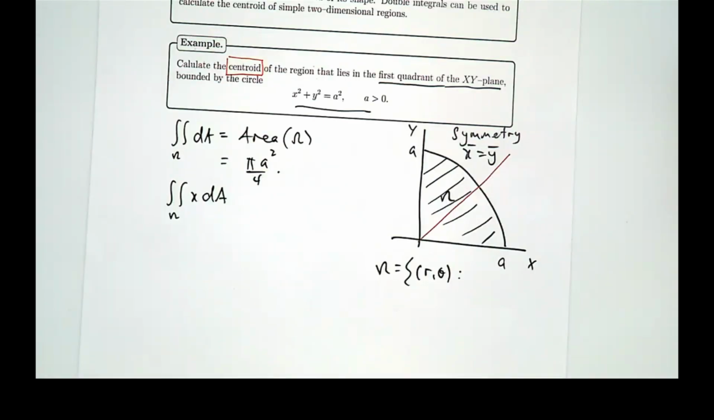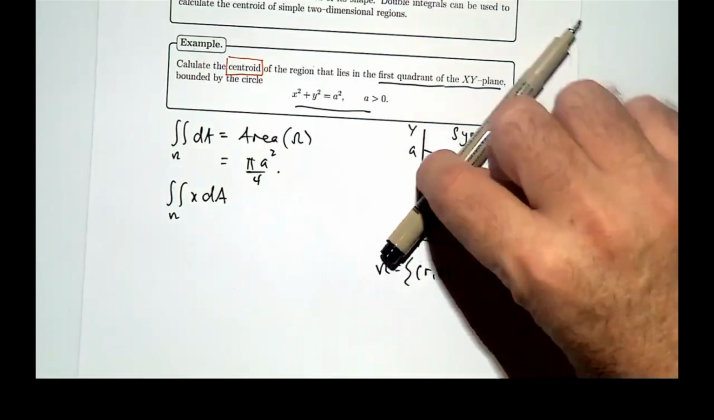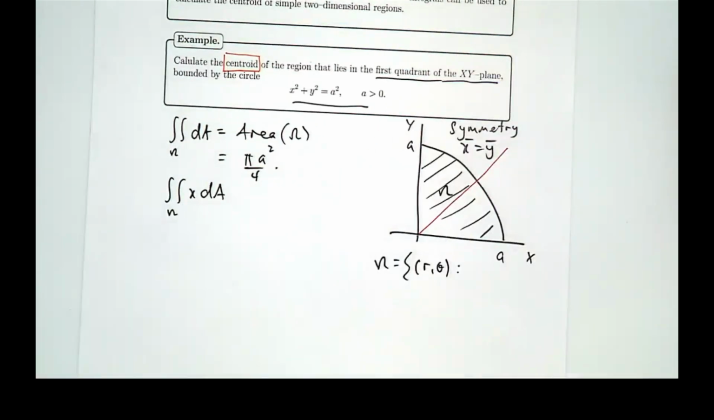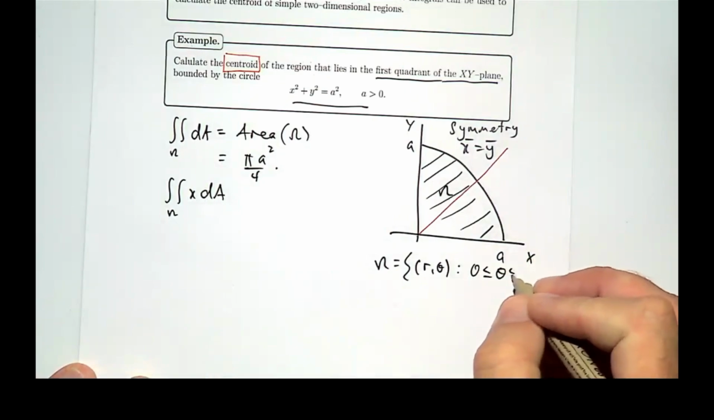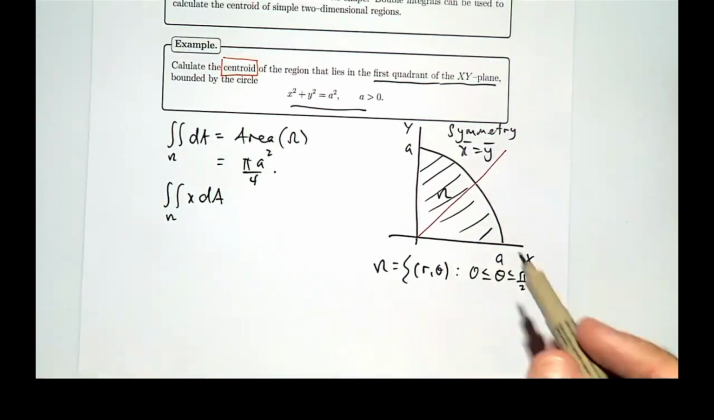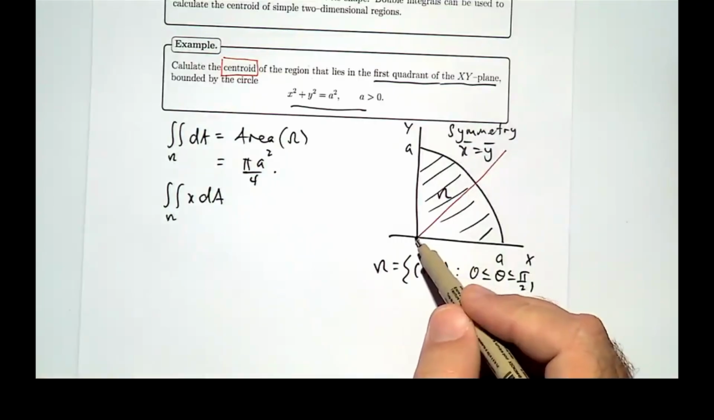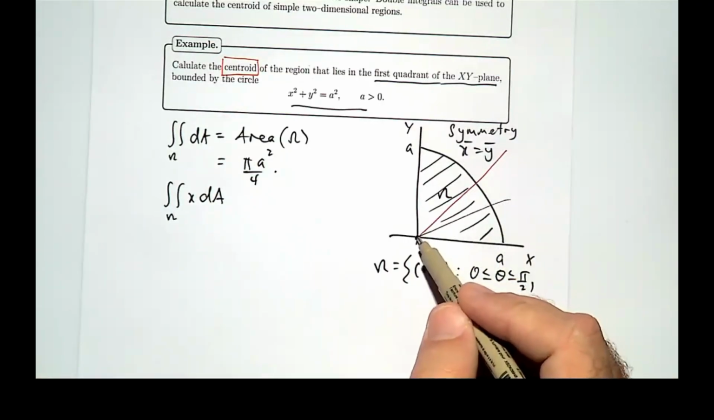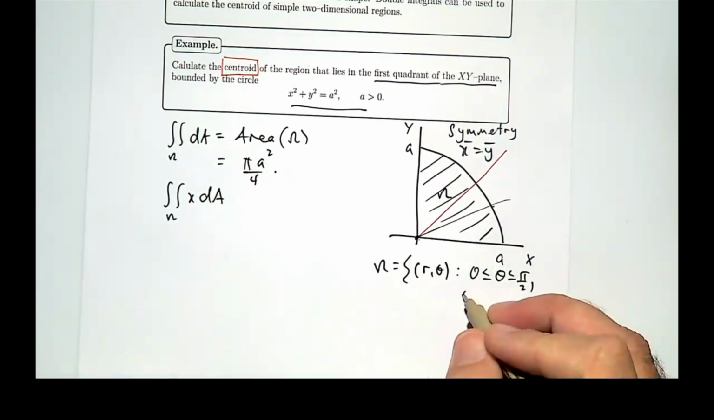0 to pi on 2. Yeah, and what about the r? Go for gold. 0 to a. Yes. Perfecto. Okay, so this is not a difficult region to describe in terms of polars. So we do a quarter, we start there, we do a quarter of a turn, anti-clockwise. And we start there and we just draw a line out. It enters at r equals 0, it leaves at r equals a.